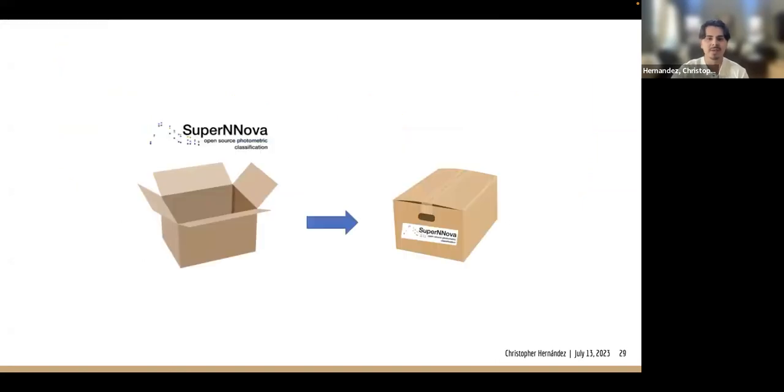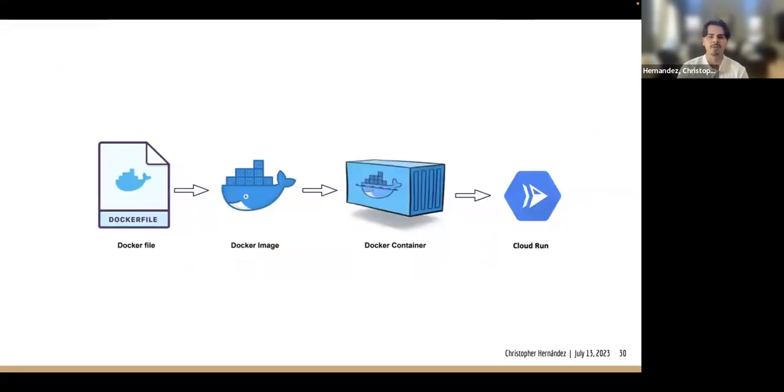Let's take the example of the open source photometric classification software, SuperNova. I'd like to use this software to classify the alerts that are being published to the ELAsTiCC topic. I can package this software by using Docker, and I'll walk through that process. The process of deploying SuperNova to the cloud involves creating a script that contains all of the information to assemble a Docker image.